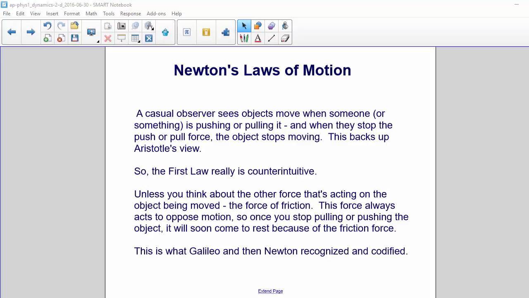So the first law really is counterintuitive, unless you think about the other force that's acting on the object being moved, the force of friction. This force always acts to oppose motion, so once you stop pulling or pushing the object, it will soon come to rest because of the friction force. This is what Galileo and then Newton recognized and codified.